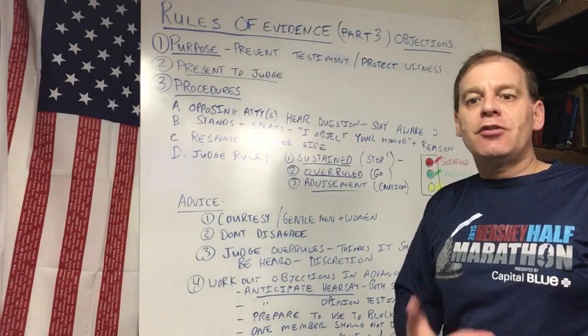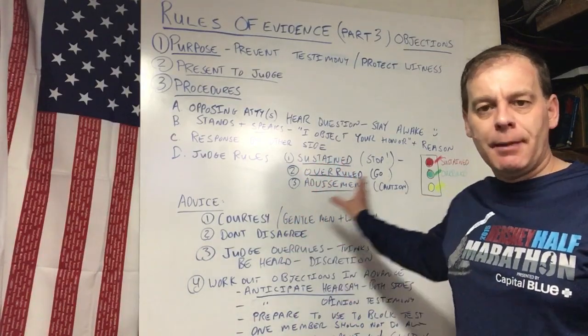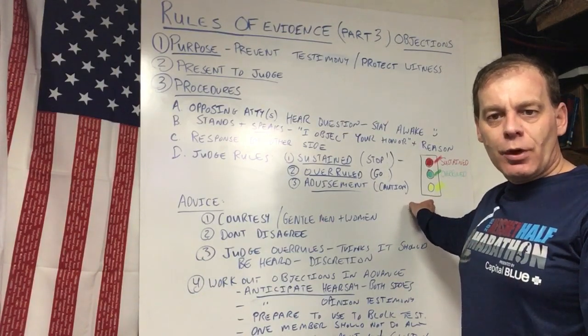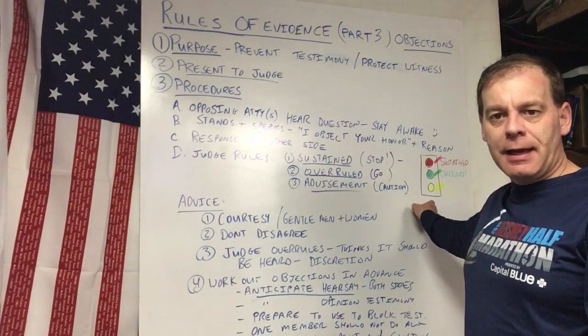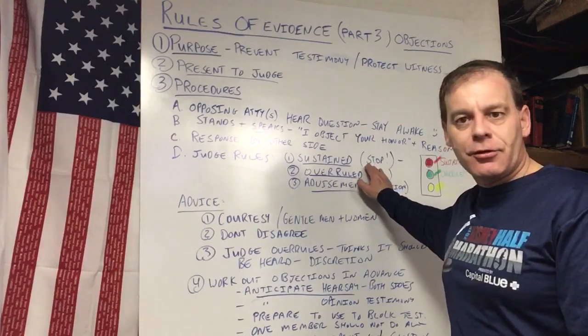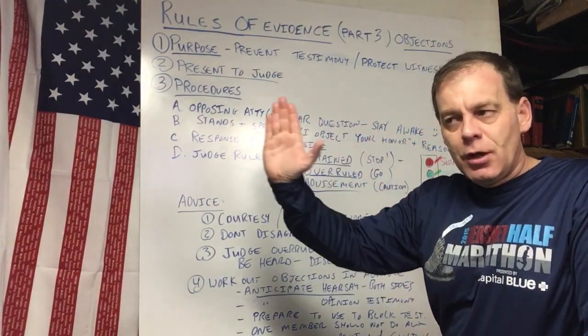Okay? The judge then is going to make a decision, and there are 3 ways that the judge can rule, and my patent pending traffic light is what we're going to use to remember this. The first, the judge says sustained. When you hear the word sustained, you should think stop. Sustained, stop.